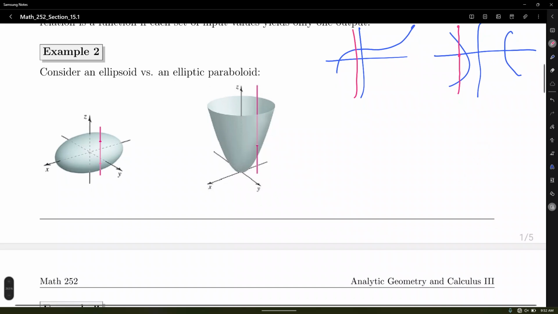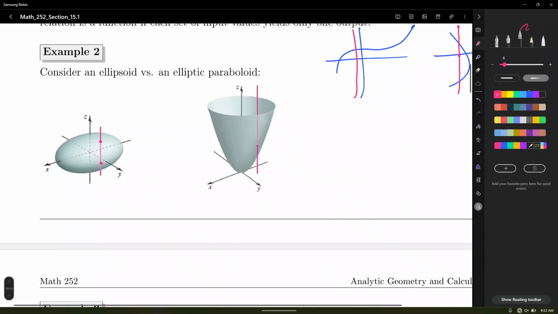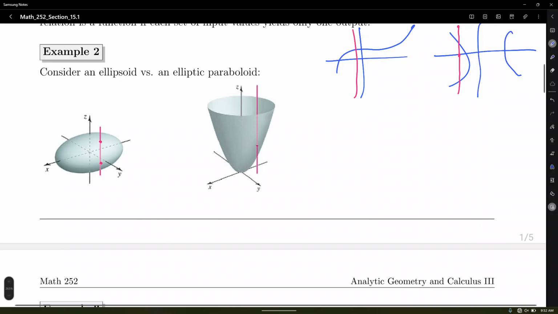Well, of course, we can take this to 3D space. For instance, think about that ellipsoid. It doesn't matter how you trace this vertical line. See how this vertical line is crossing 2 points on the ellipsoid. So for this reason, that surface right here does not describe a function. So, not a function.